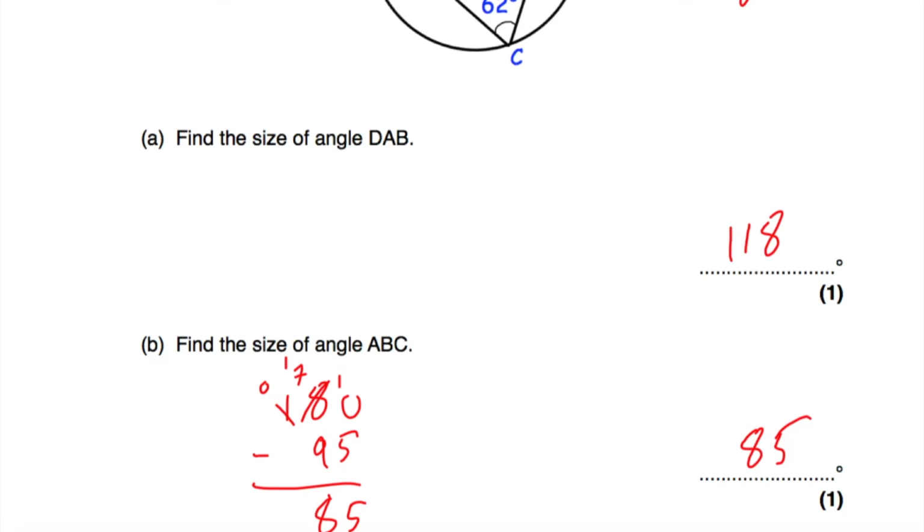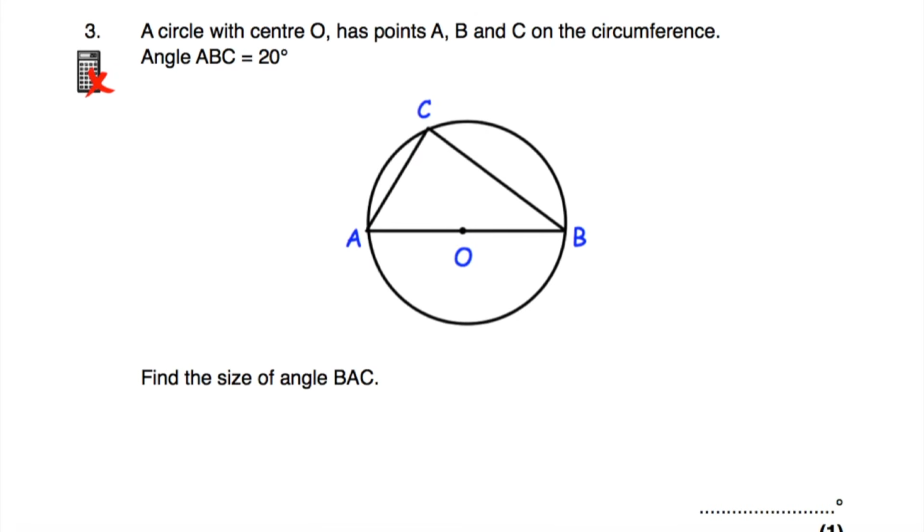Okay, let's have a look at our next question, question number 3. We've got this circle, and we're told that O is the center of the circle, and the points A, B, and C are on the circumference of the circle. Then we're told that angle ABC, this angle here, is 20 degrees. And we've been asked to find the size of angle BAC.